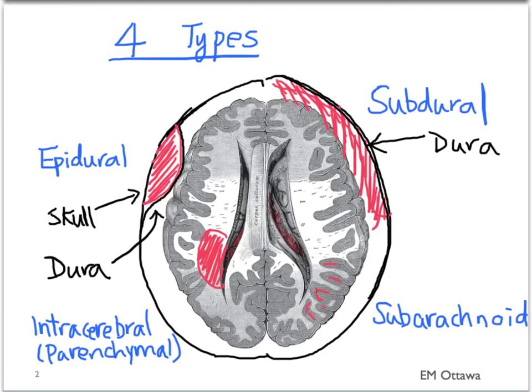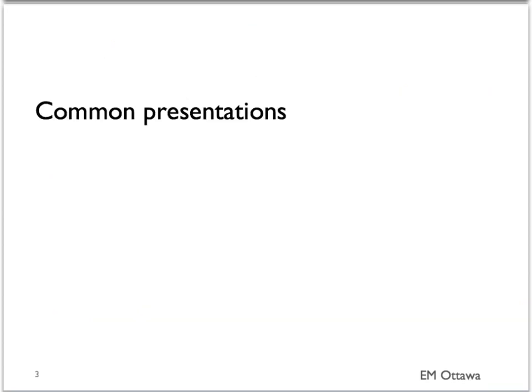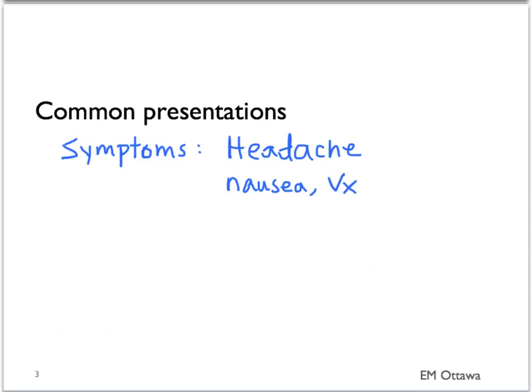We will first discuss the common presentations of the bleeds and divide it up into 2 separate videos for the specific presentations. In terms of the common presentations, patients will be complaining of headaches, nausea and vomiting, particularly if there is increased intracranial pressure. They might be complaining of focal neurological deficits.